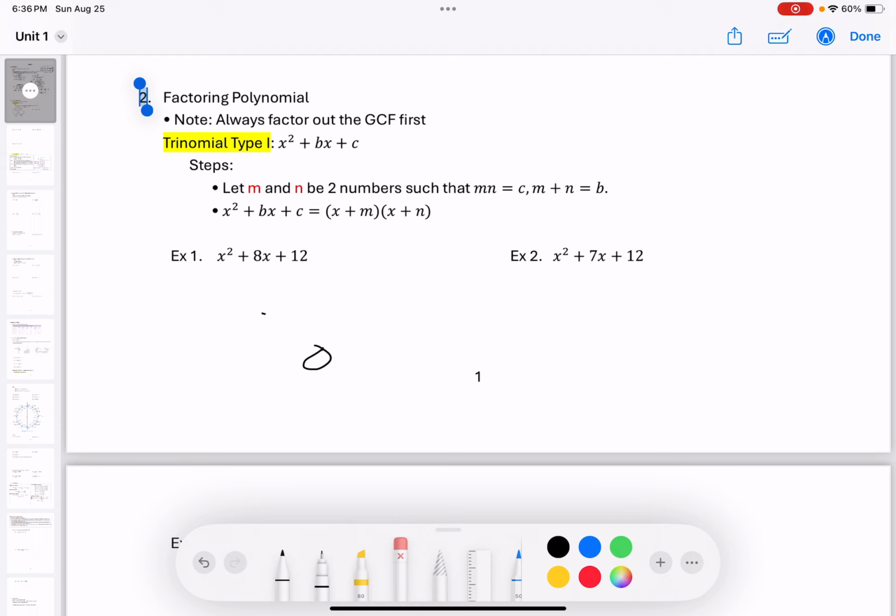Let's see the type 1 trinomial, we have x squared plus bx plus c. Leading term is x squared. We don't have 3x squared. We don't have negative 7x squared. We have only x squared. Now we're using the AM method. Sometimes you can also use a different method like the crisscross method. So what is the AM method?